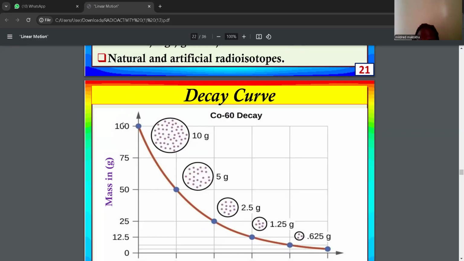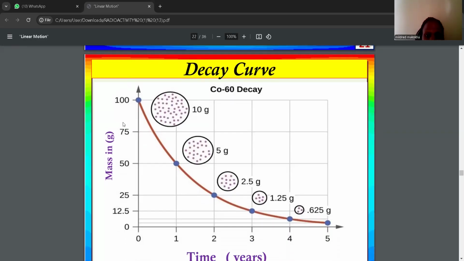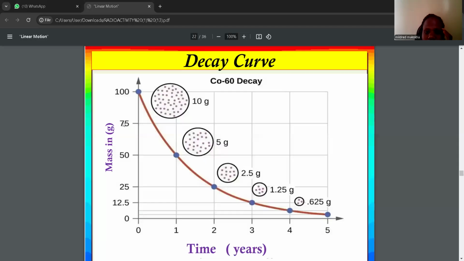I've mentioned that whenever you have a radioactive material such as cobalt-60, this material will disintegrate. As it disintegrates, it releases some radiations, and some of these radiations have a mass. So what does it imply? The mass of the radioactive substance is expected to reduce with time. As it continues to disintegrate, the size does what?